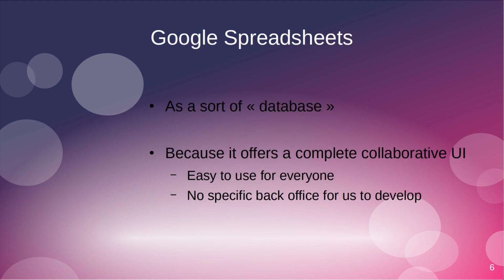Let's talk about Google Spreadsheets a little bit. We're going to use Google Spreadsheets as a sort of database. Each row is going to be a question and answer with a number and a special column to handle the display of the question. Why? Because it offers a complete collaborative UI to add, remove, and edit questions and answers, and it handles the backend authentication too with a Google account. So it's easier for us. Of course, we could use our own authentication and database too, and we will see that in the bonuses.